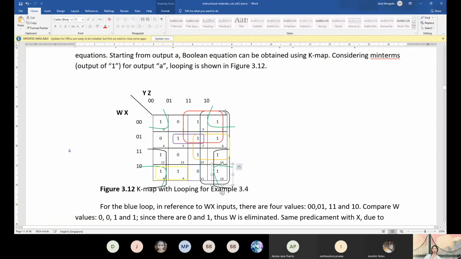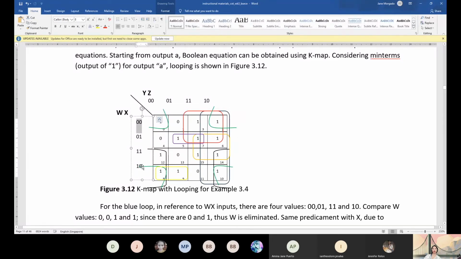In the corners, for the map, it's like a globe, so the corners are actually connected. The left side and the right side are connected. The upper side and the lower side are connected. That's how the K-map works. For the green loop, we have two values for the WX plane: 0, 0 and 1, 0. Then compare W.